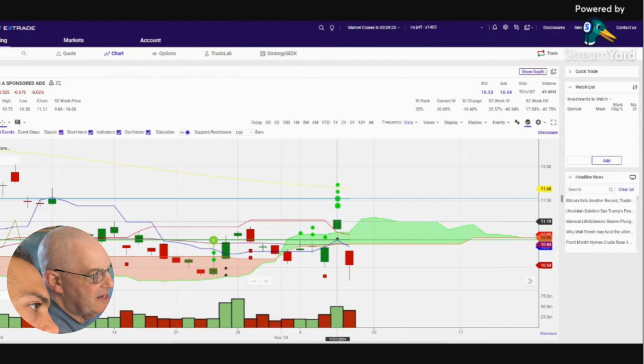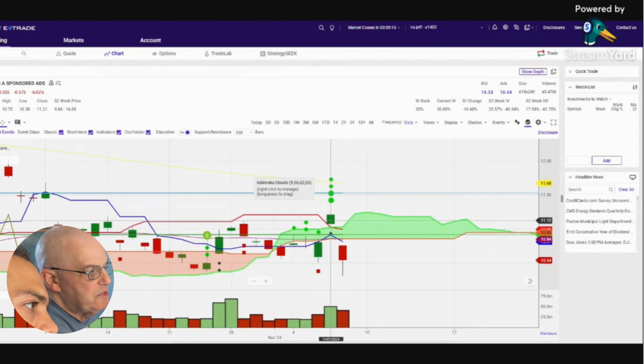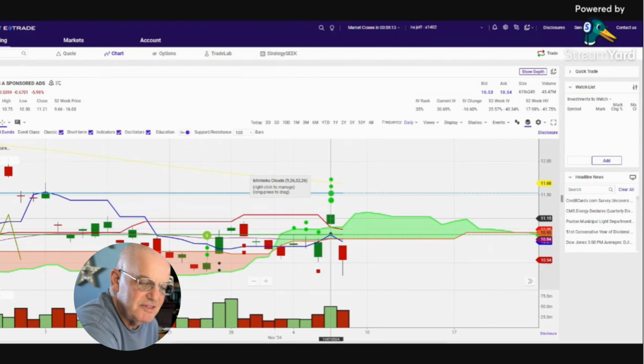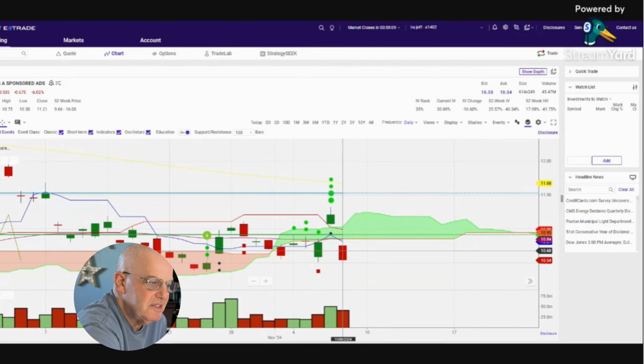It jumped up, I don't know, maybe that was earnings. I don't know why it jumped up. But remember, it's Brazilian, so you're dealing with the change of the dollar. Okay, so here's a red one. Here's my first signal, but not today because it's the first day.